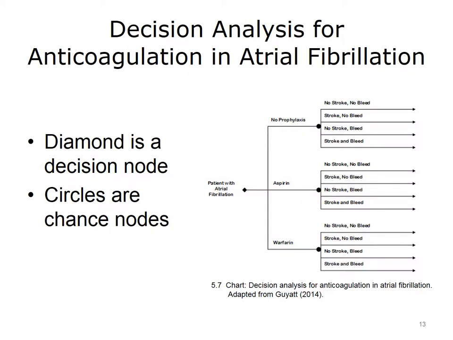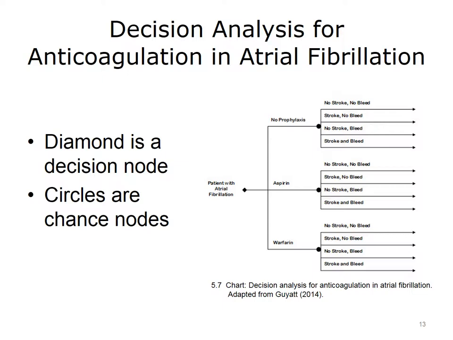Here is an example of a simple decision analysis that revolves around the decision to use anticoagulation in a patient with atrial fibrillation. Atrial fibrillation is where the upper chamber of the heart fibrillates and blood can accumulate because it's not properly pumped out of the atrium. This can form clots, and if the individual then goes back into a normal rhythm, the clot can be pushed forward out of the heart and pieces of it can potentially go up into the cerebral circulation and cause a stroke.